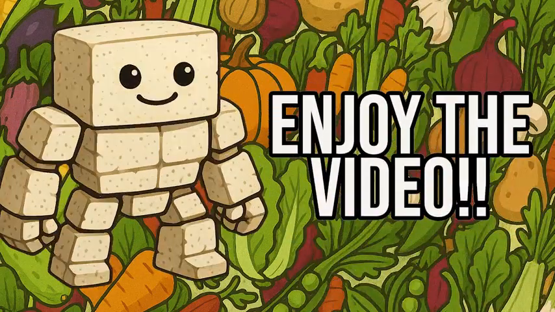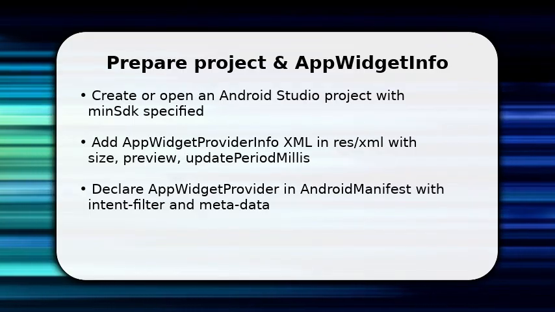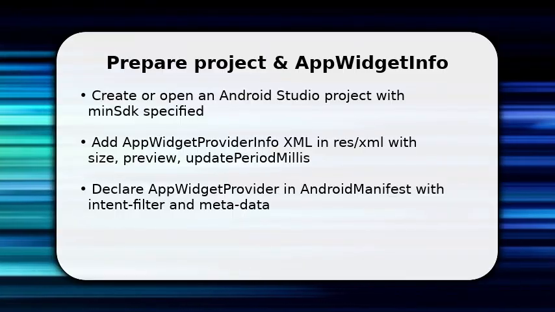Please enjoy the video. You start by preparing the project and widget metadata so the system recognizes it. Create an app widget provider info XML under res/xml that defines initial layout, min width/min height, preview image, and update period millis. This tells Android how to display and update your widget.